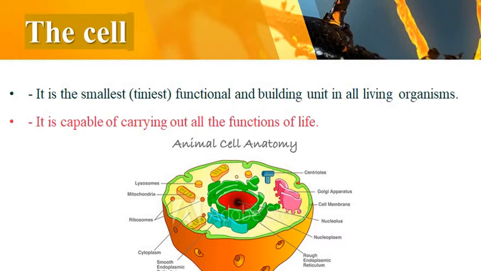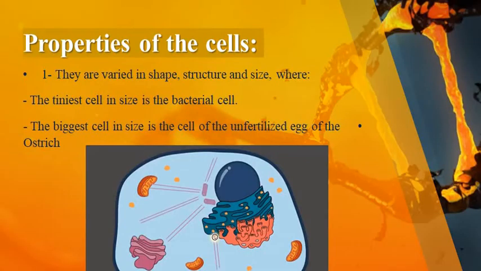Okay, here in front of you is the picture of the animal cell anatomy. Okay, properties of the cell. Of course, the cell is the smallest building unit of the body and it's the tiniest structure, but cells are different in structure and size. As we classify the cells according to size, there are cells that have a big size and cells that have a small size. We have a lot of cells like bacteria cells, red blood cells, animal cells, plant cells. But the biggest one is the sperm cell, egg cell.